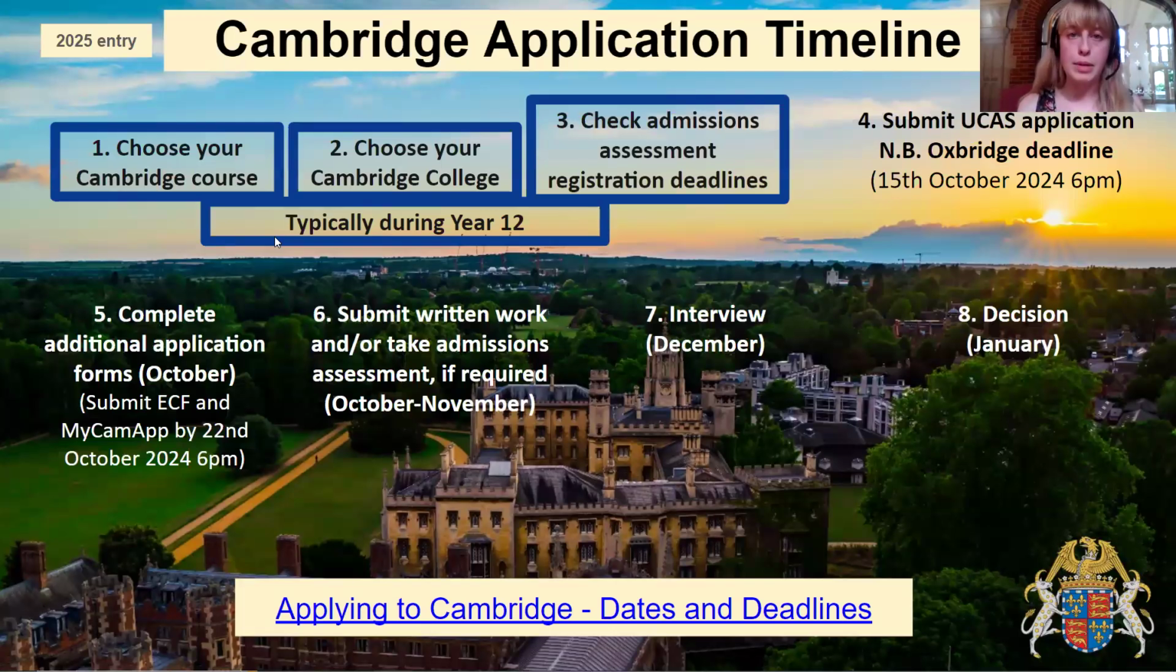So the My Cambridge application, or the My Cam app, you would submit by the week after the UCAS submission deadline. So it's by the 22nd of October this year, 6 p.m. And then the next step, you would submit any samples of written work that were required as part of your application, or you'd take any admissions tests that were again required as part of your application. That typically happens October to November time.